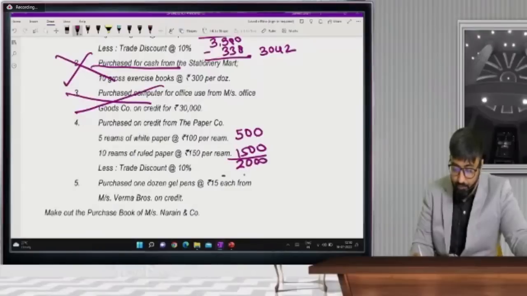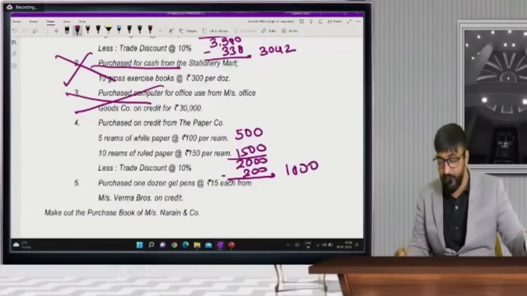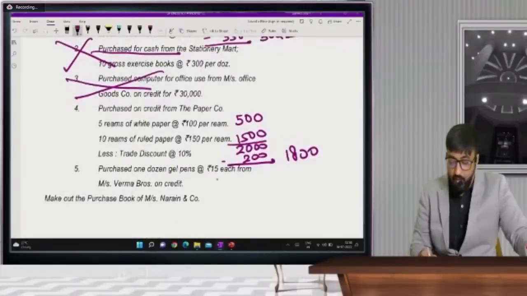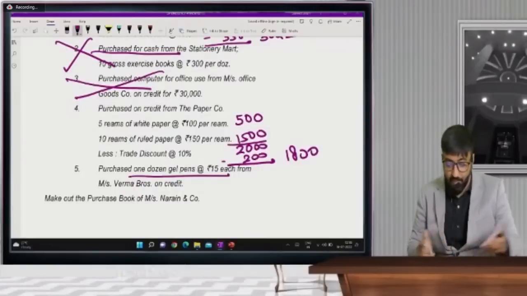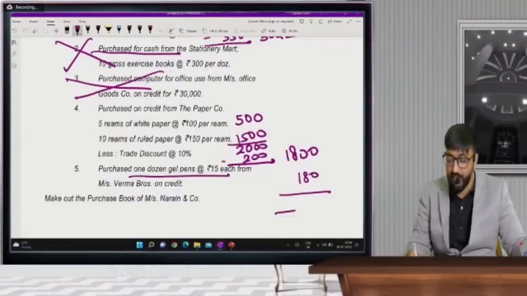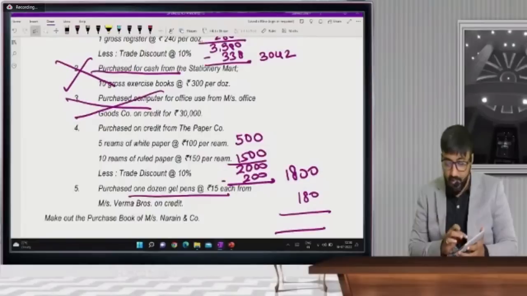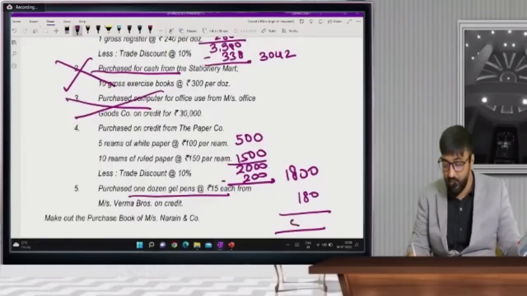2,000 minus discount is 200. So it will be 1,800. And purchase 1 dozen gel pens. 1 dozen means 12 into 15 rupees. So it will be 180. What is the total? 3042 plus 1,800 plus 180. Answer is 5022.